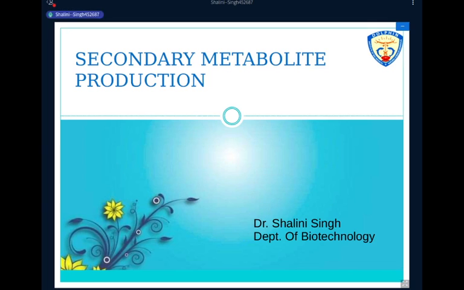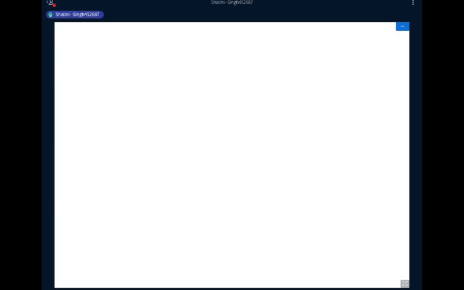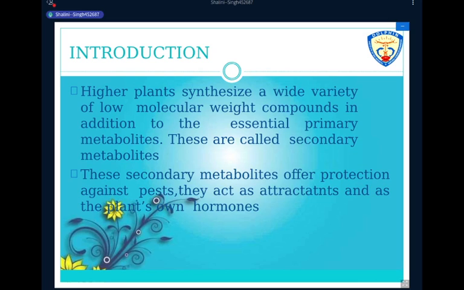As we talk about secondary metabolites, they are synthesized by the plants, and we are producing them with the help of suspension culture of many species. These plant species accumulate certain biochemicals which we refer to as secondary metabolites. These are present in very high concentrations in some plants.